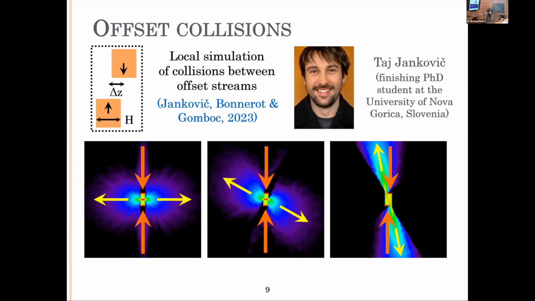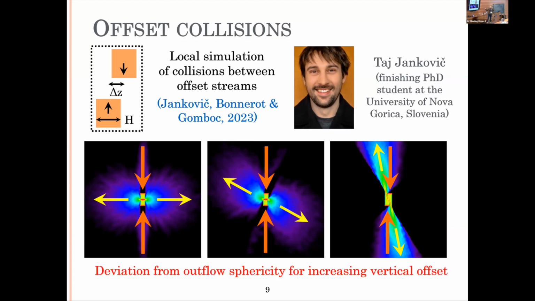So there are other consequences of these offset collisions, in particular for the reprocessing efficiency of the outflow. You may expect less reprocessing if the outflow covers less of the solid angle, and the exact predictions you can find in this paper. The main takeaway here is that this offset can lead to deviations from sphericity.